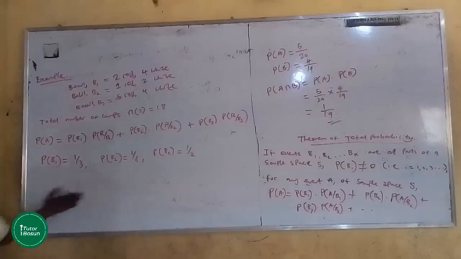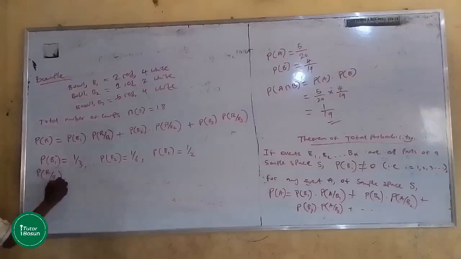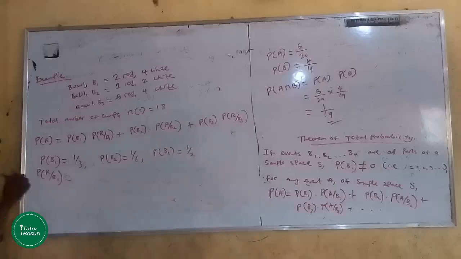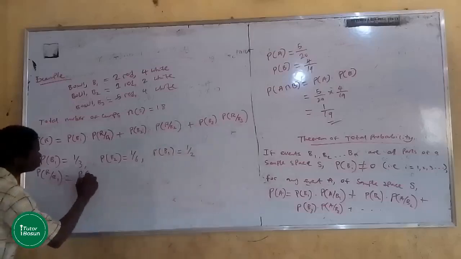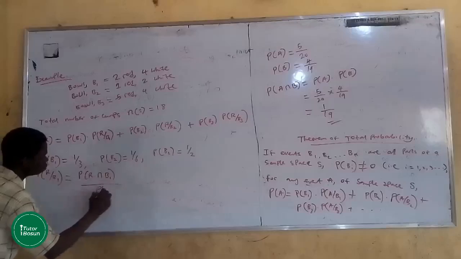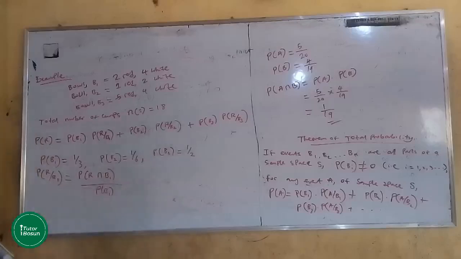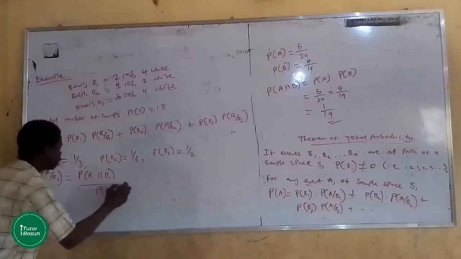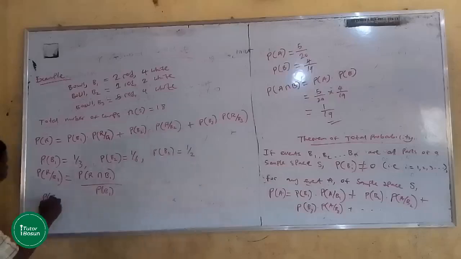To determine the probability of red given B1, if you recall from conditional probability, this equals the probability of red intersection B1 over the probability of B1. And this can be determined from our information here and our total number of sample space. So how do we determine the probability of R intersection B1?